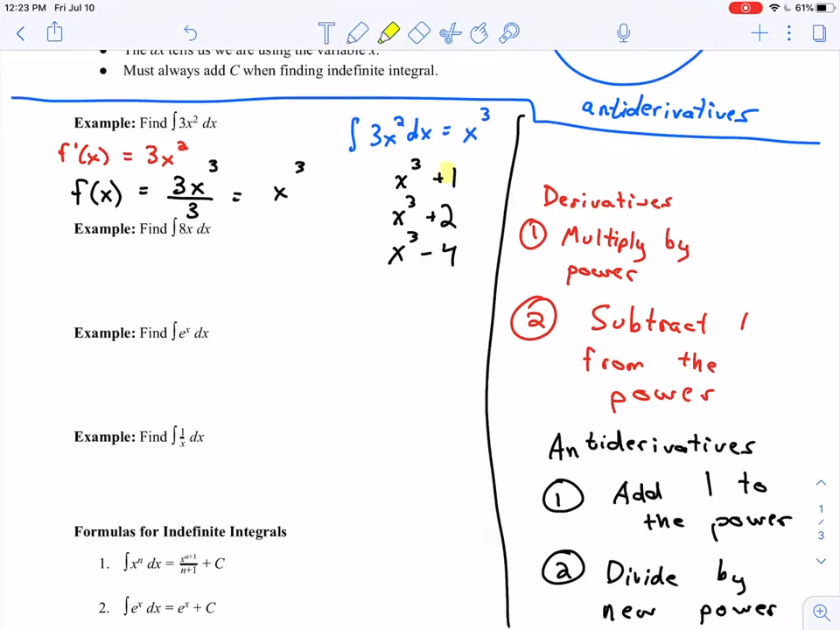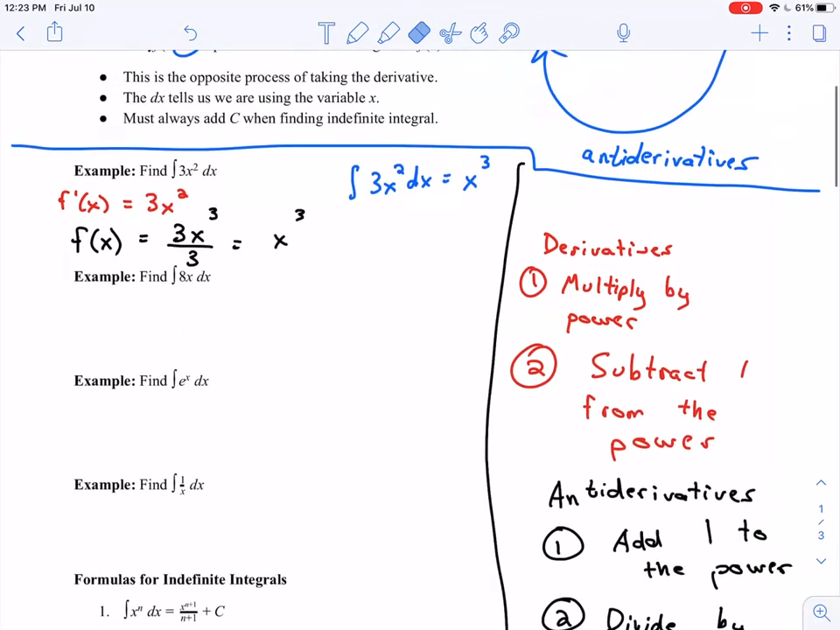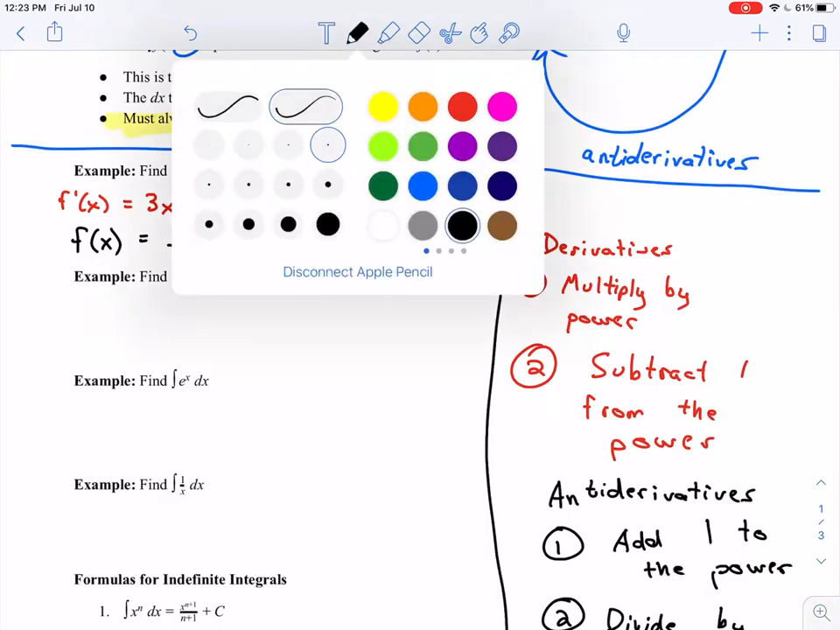So we have this slight problem where we don't really know what the constant should be. Without more information, we can't know what that constant is. If you told me one single point on my graph, I could go and find that constant. But without that information, I don't know what that constant is. And this is why we always have to add this c when finding the indefinite integral, on every single one of these problems.